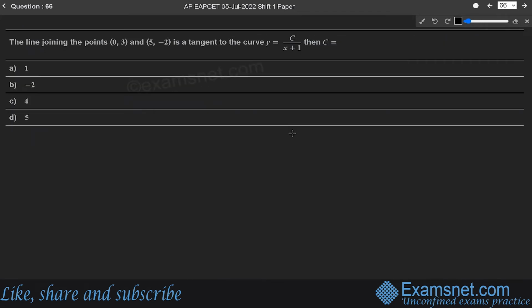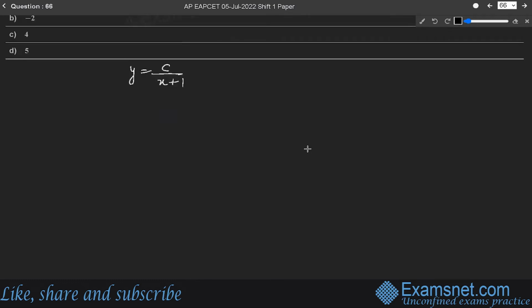Next question is, the line joining the points (0, 3) and (5, -2) is a tangent to the curve y is equal to c upon x plus 1. Then c is equal to? A curve is given and the equation for the curve is y is equal to c upon x plus 1. So we can find dy by dx will be minus of c upon (x plus 1) whole square. Slope of the tangent to the curve will be minus c upon (x plus 1) whole square.